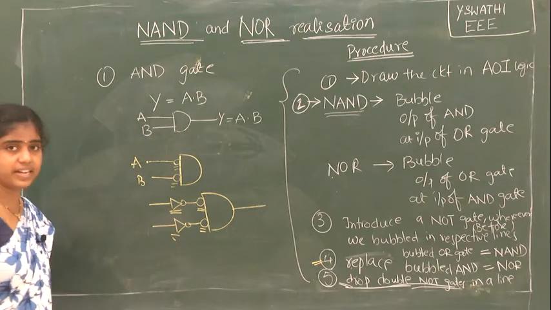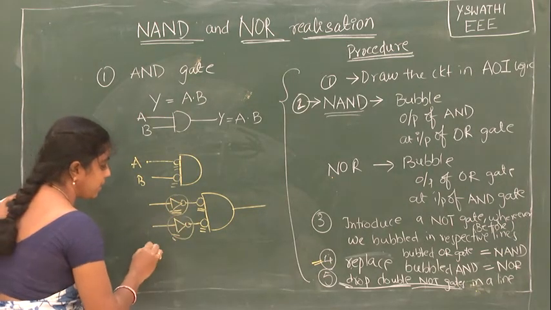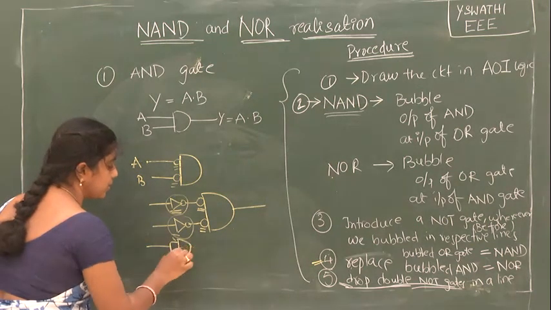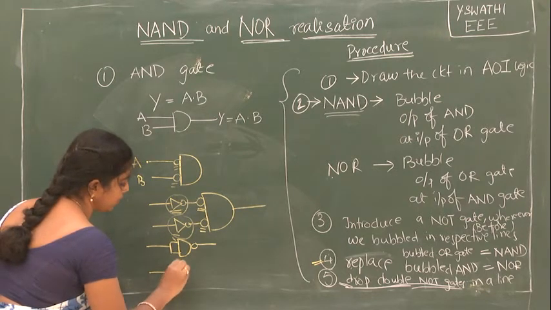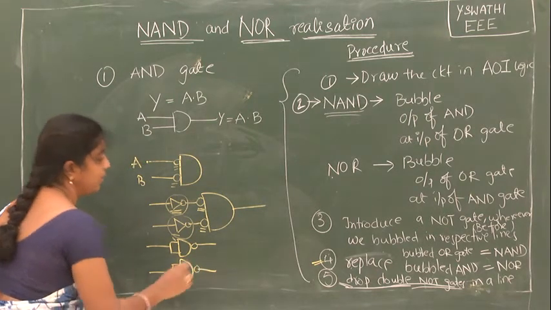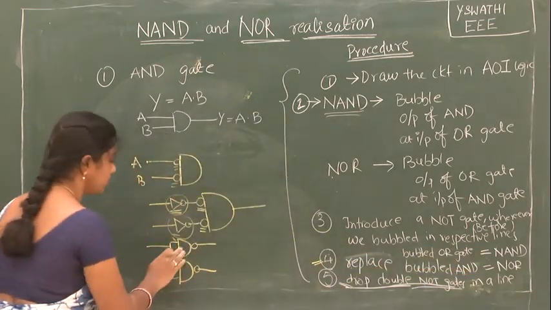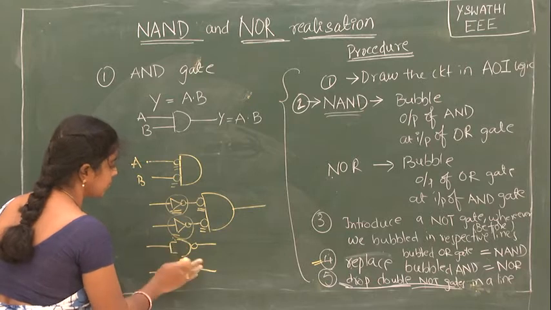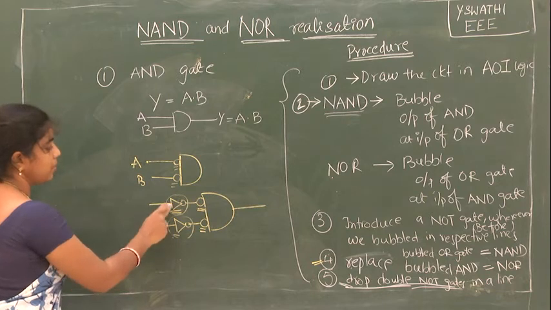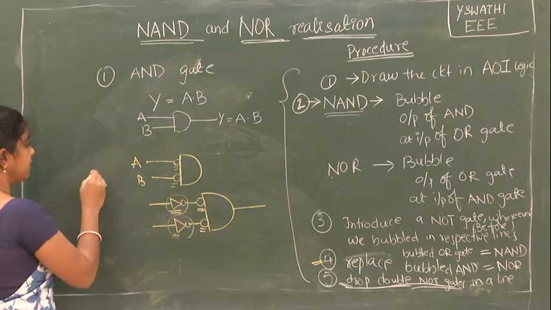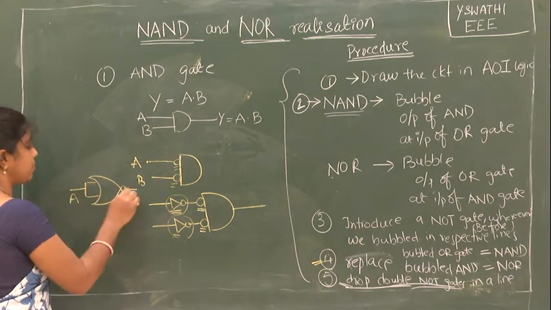The same case for the second line. So these two inverters can be represented with a NAND gate with the same inputs. And the bubbled AND gate can be represented with the NOR gate. So these two inverters can be represented with a NOR gate having the same inputs.